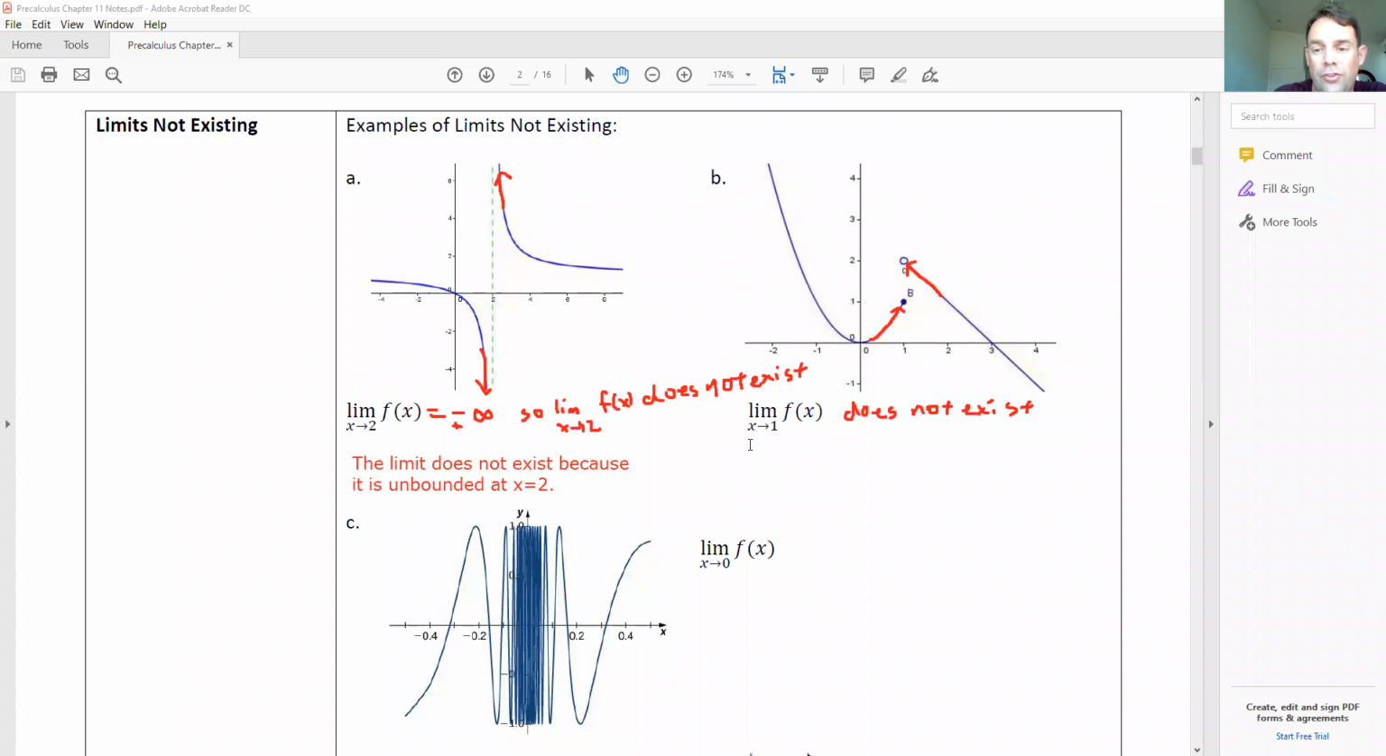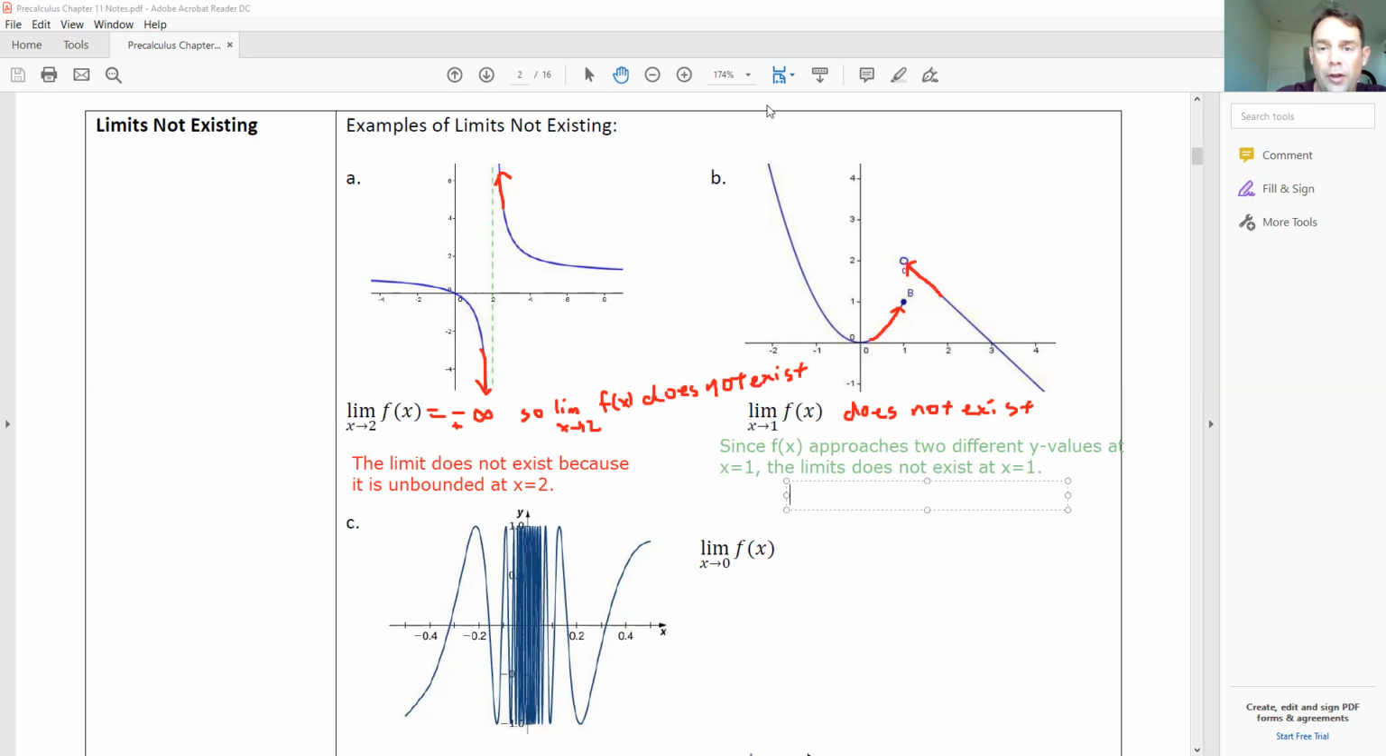So since the graph goes to two different y values at x equals 1, the limit does not exist at x equals 1. Again, we're trying to trap it in between these two functions. Well, if they don't go to the same thing, then that means our limit doesn't go to a single specific place.